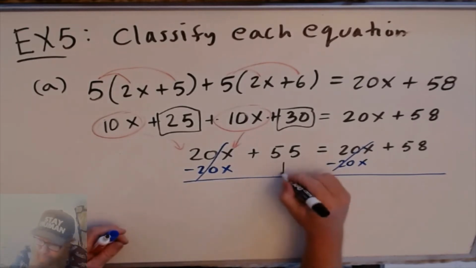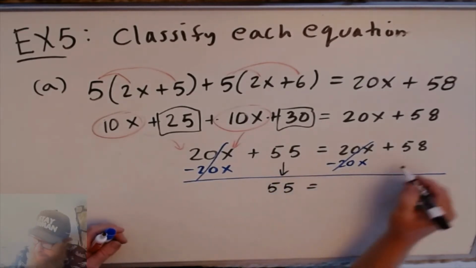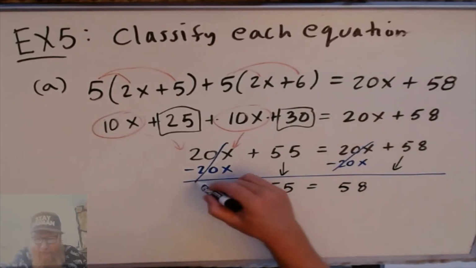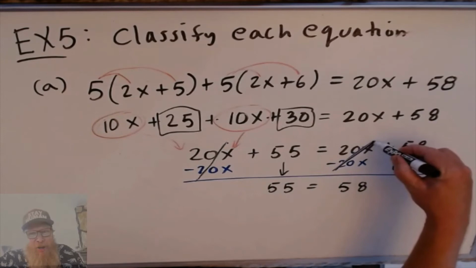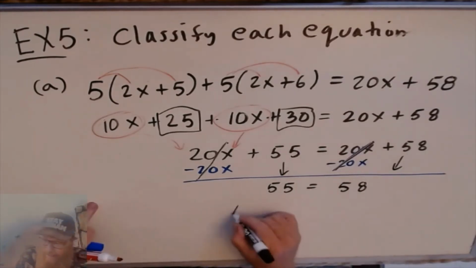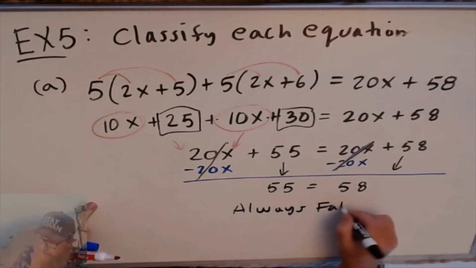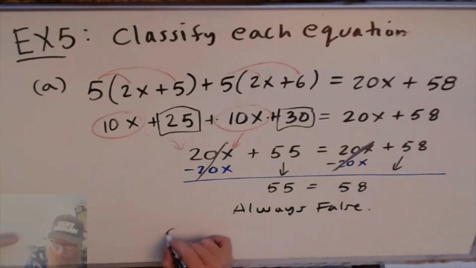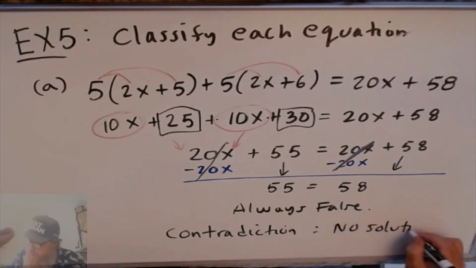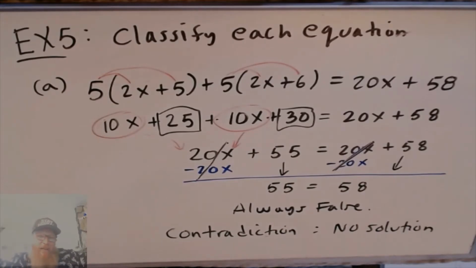55 is equal to 58? Look what happened. All of your x's are gone. 20x minus 20x is no x's. And over here you have no x's, so you just have 55 equals 58. This is always false. So a statement that's always false is a contradiction. It has no solutions. We're done. That's it. There is no solution. I give up.